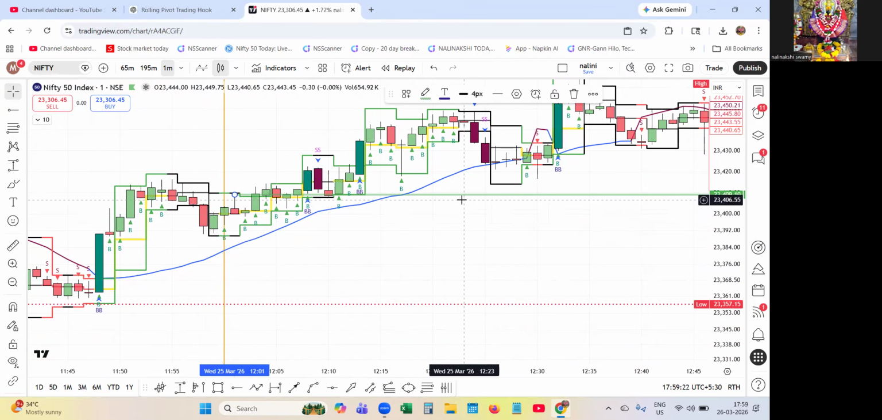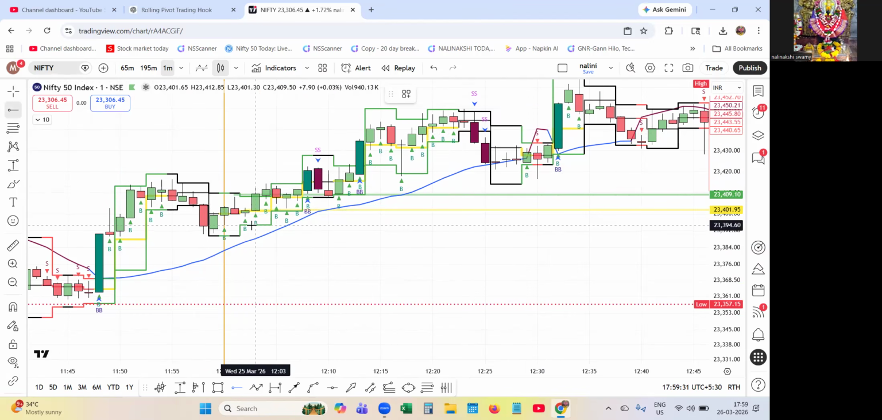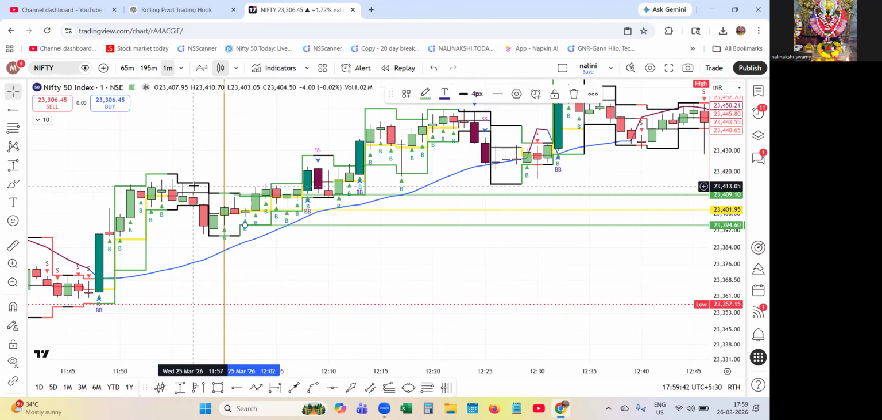So I'm picking up green for the R1. I'm picking up yellow for the pivot. So I know that it is visually positive. This one is positive. Everything is positive. I got the levels for the afternoon session. This is an important hack. It is only possible with the rolling pivot. You can find the levels.